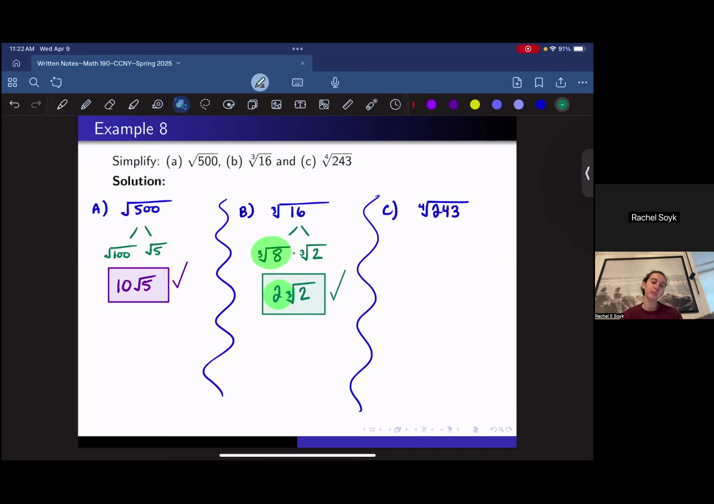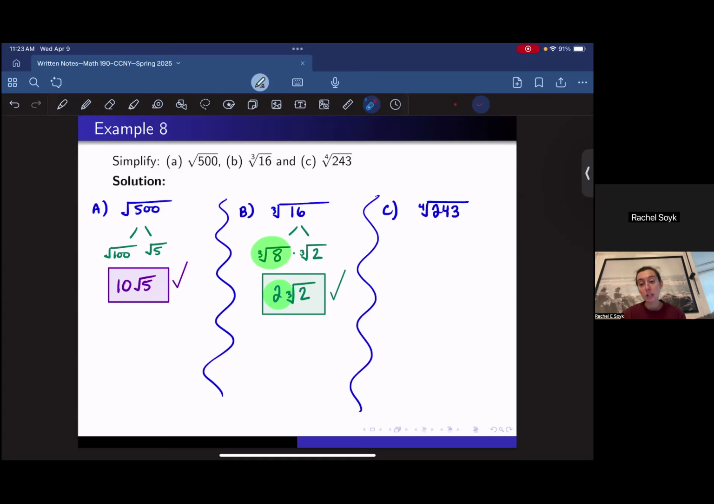And then finally, we're on that last part, part C, and we're looking at the fourth root. So again, start off low. We'll start off with 2. 2 to the fourth power. Well, we know 2 to the third is 8. 2 to the fourth is 16. Does 16 go into 243? And it does not. So now let's jump up a little higher.